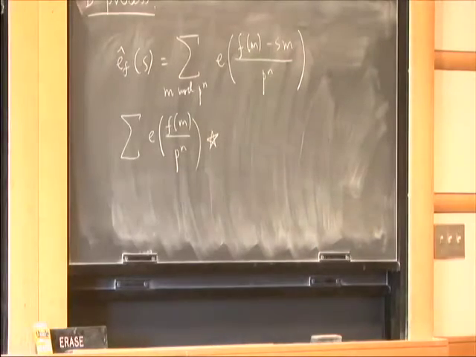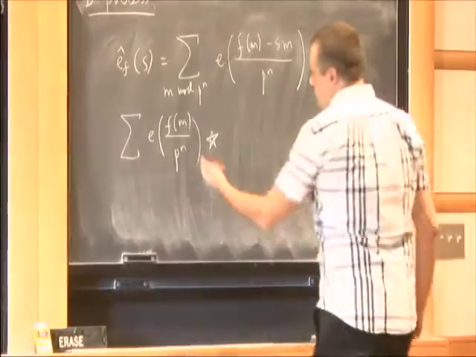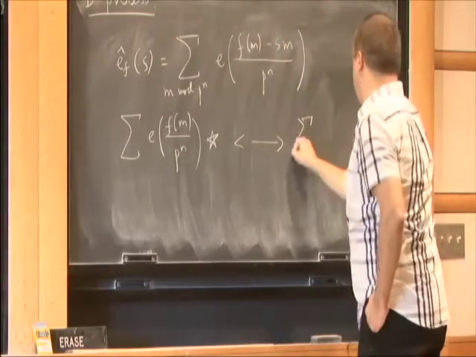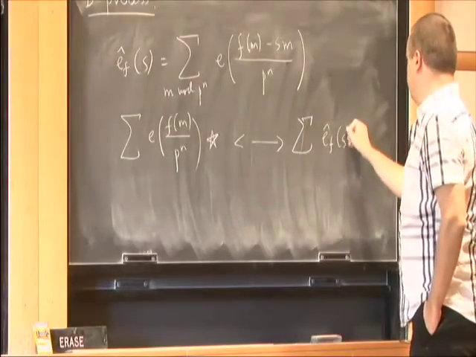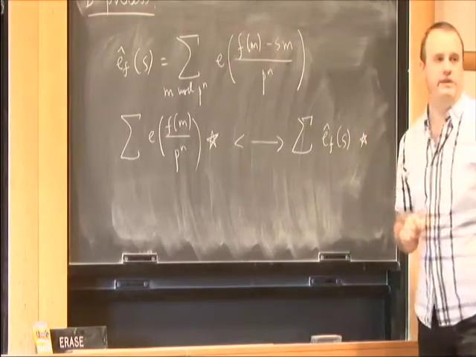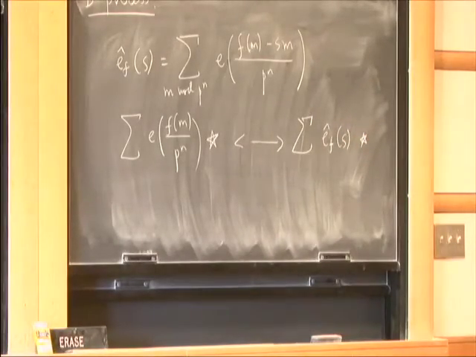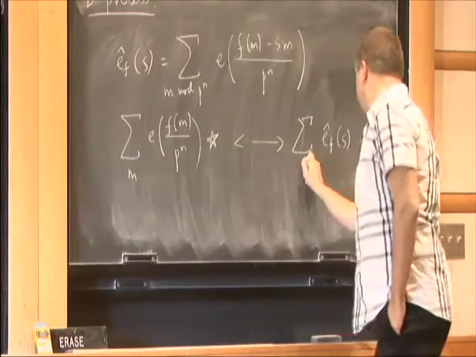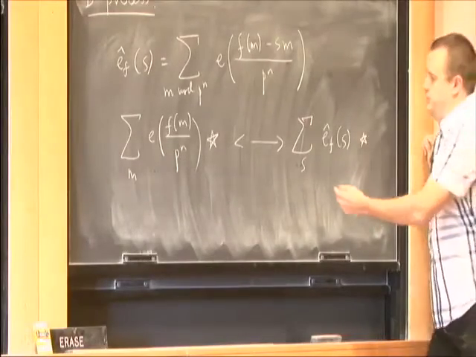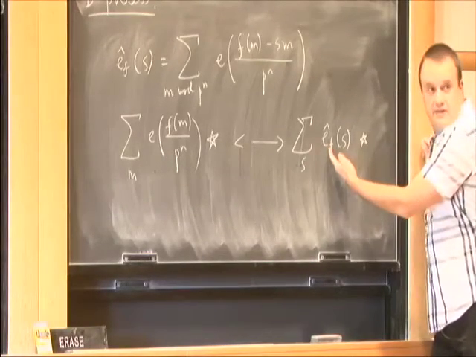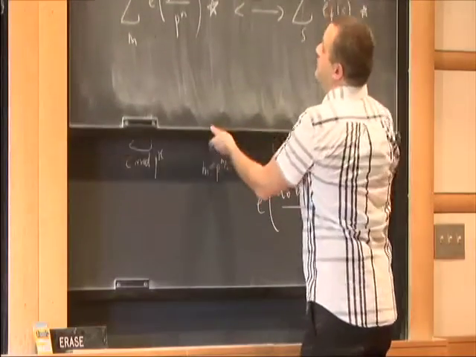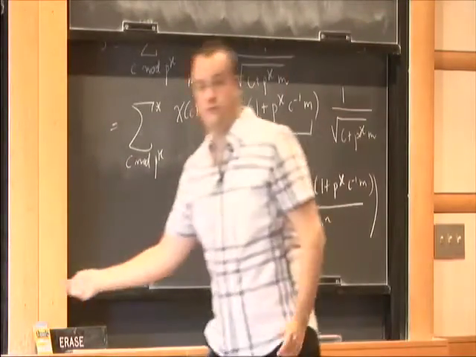I can think of this as a sharp cutoff, so it's between m and m plus b. I can go ahead and apply Poisson summation to this, and this is going to relate this sum to the sum of e_f hat of s times some weight in s, right? So basically my idea is to pass from this sum to this sum. If I want to be effective in estimating this sum, I need to understand this as a function of s.